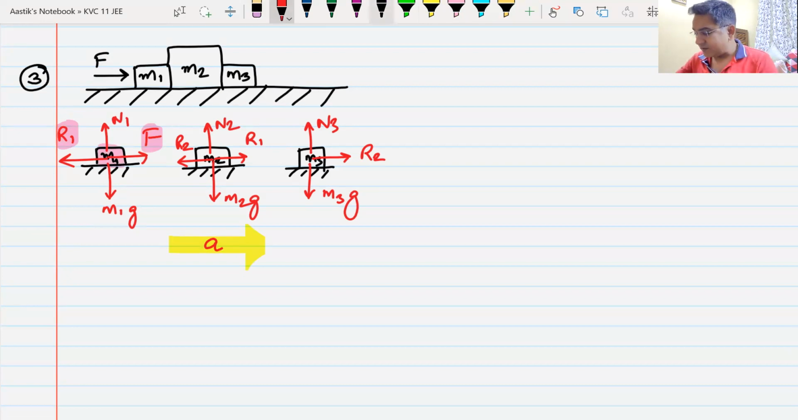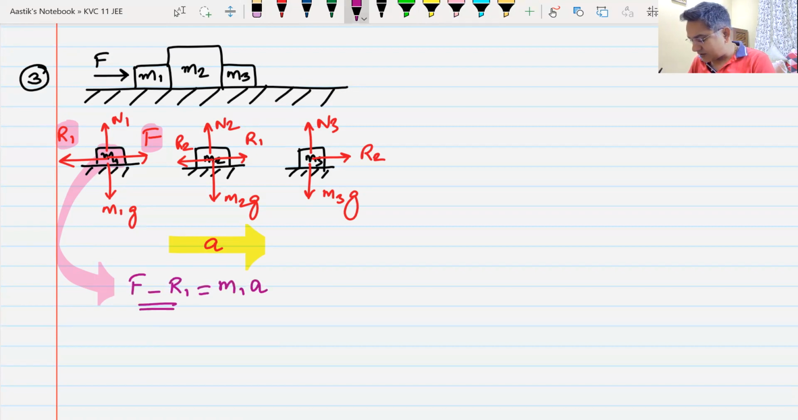So, can anyone tell me what is the equation of this first block? I'm not writing the y equation. Yes, can you tell me what is the first equation? F minus R1 will be equal to M1A. Do we understand this? Yes or no?